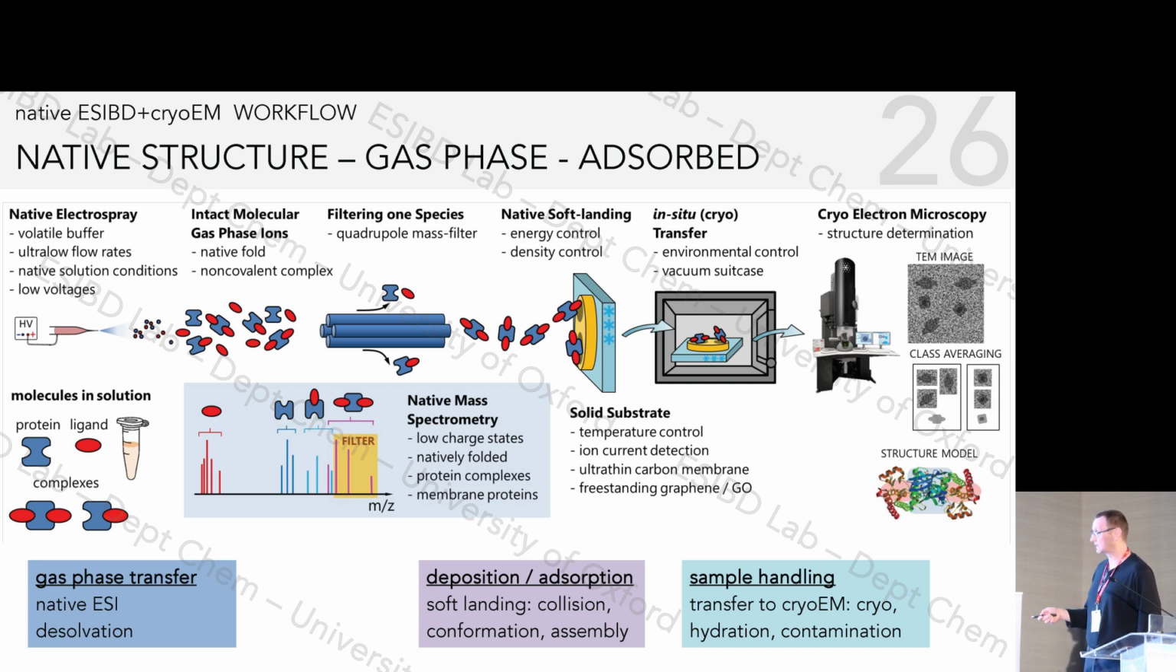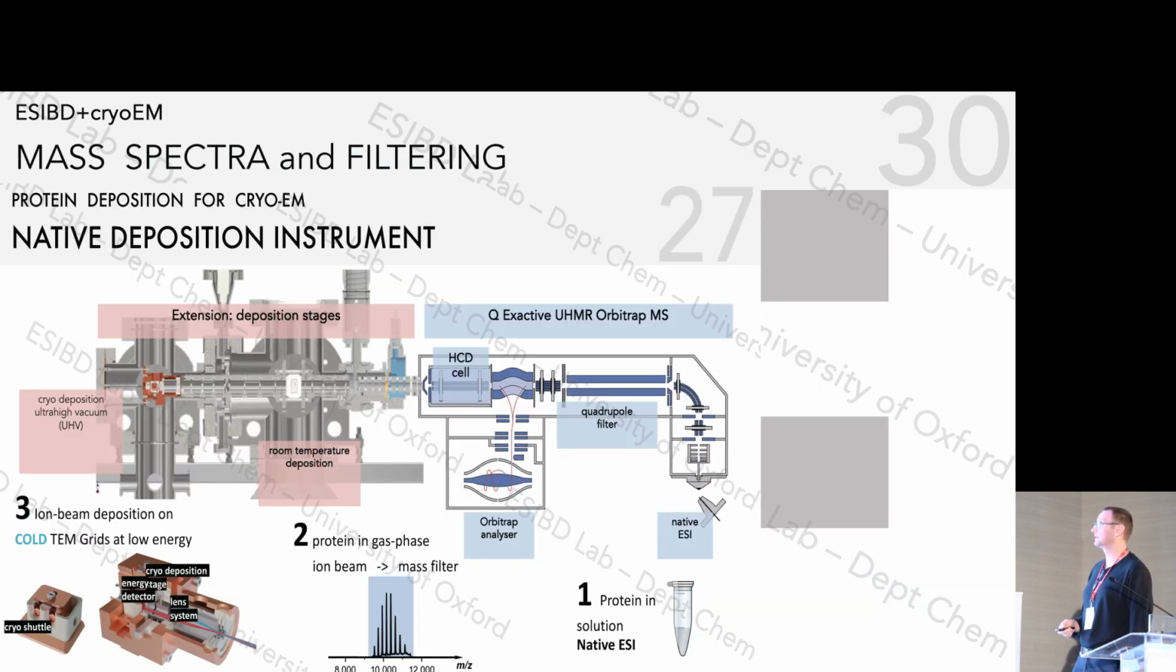And finally, when we handle the sample, when we transfer it through different stages into liquid nitrogen, into the cryo-EM, this can also affect our particles. So to work on this, we built a machine, this time not self-built like the one for the STM I showed you before, but based on a UHMR Orbitrap instrument, which we modified after the HCD cell with this ion beam column and a very special landing optics.